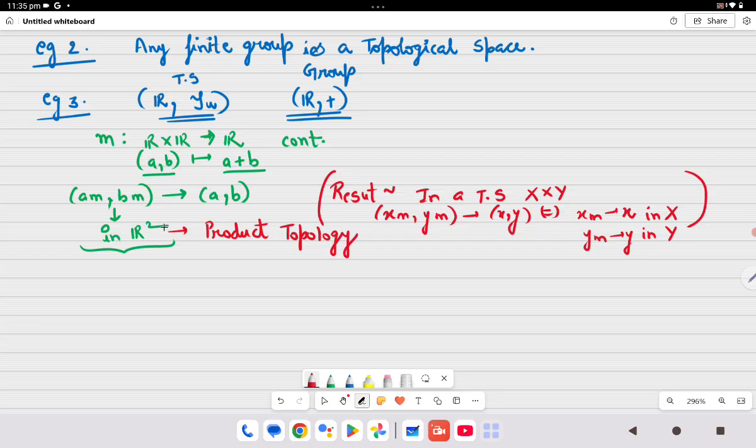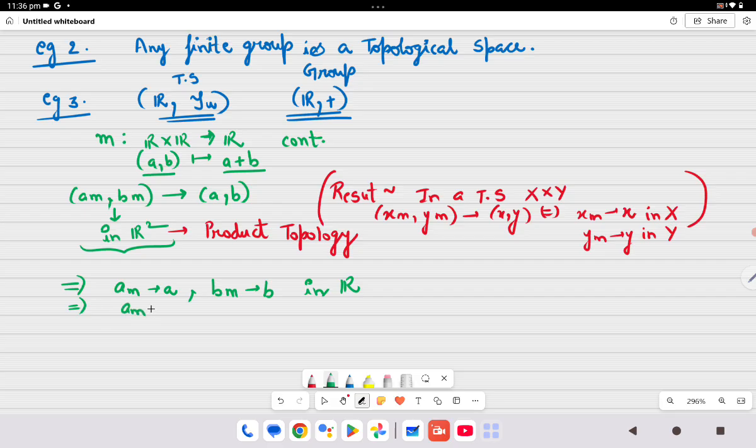Okay, so because of this we can basically apply the result that if I have taken the sequence (a_m, b_m) converging to (a, b), then this implies the first sequence converges to the first coordinate and the second sequence converges to the second coordinate. So I have a_m converges to a and b_m converges to b, so these are the two sequences in R convergent to some points a, b in R.